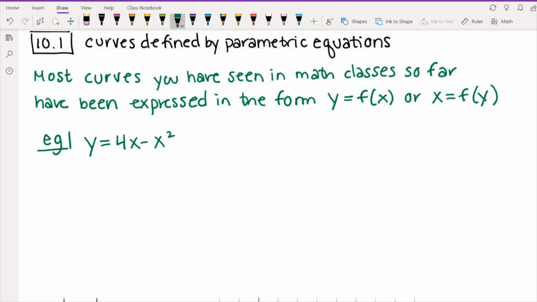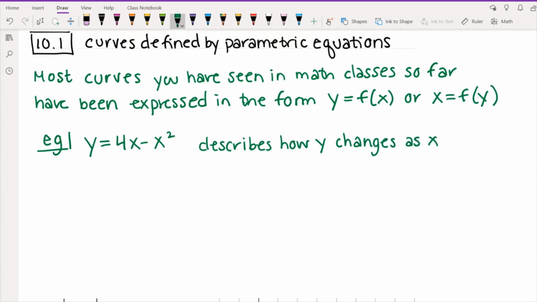And so when you have an equation like this that's describing one variable as a function of another variable, in this case y as a function of x, we're thinking of x as our independent variable. For example, maybe you could think of x as representing time. And then this relationship is telling us how y changes as x changes.